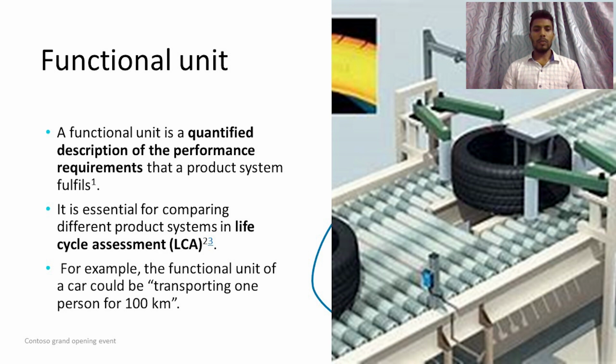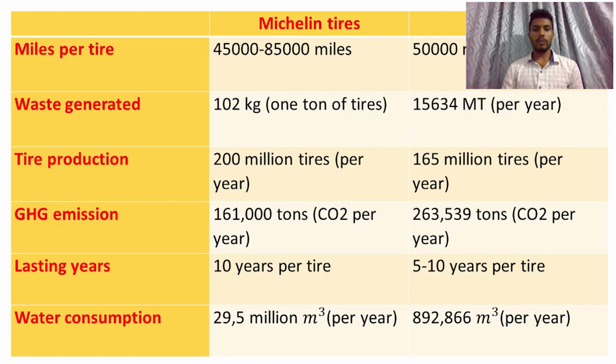Today we will explore the environmental impact of Michelin tires and Seat tires using the concept of functional unit. What is functional unit? The functional unit is a standardized measure to fairly compare products. It's like judging two runners based on a fixed distance. For our discussion, a functional unit is per thousand miles driven. Now let's compare the Michelin tires and Seat tires.